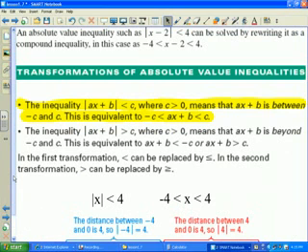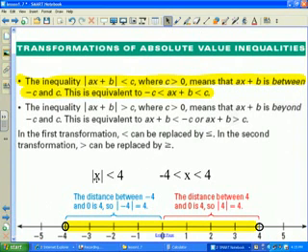The second part of this section we're going to look at is absolute value inequalities, but specifically the less than inequality. So again, it's important to remember that the absolute value means distance from 0 on the number line. So when I say, for example, that the absolute value of x is less than 4, then the solution set would be all those values of x that are less than 4 units away from 0 on the number line.